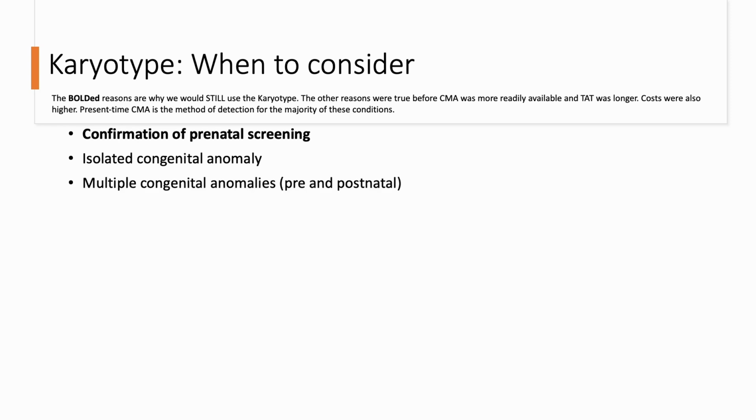Despite these limitations, karyotyping remains a valuable tool in various clinical situations. It plays a crucial role in confirming prenatal screening results by providing essential information about potential chromosome abnormalities detected during early tests. In cases of isolated congenital anomalies, where a single abnormality is present, karyotyping helps determine if there is a chromosomal basis for the issue. It is also used when multiple congenital anomalies are observed, either prenatally or postnatally, as it can uncover underlying genetic causes that explain the range of observed anomalies.